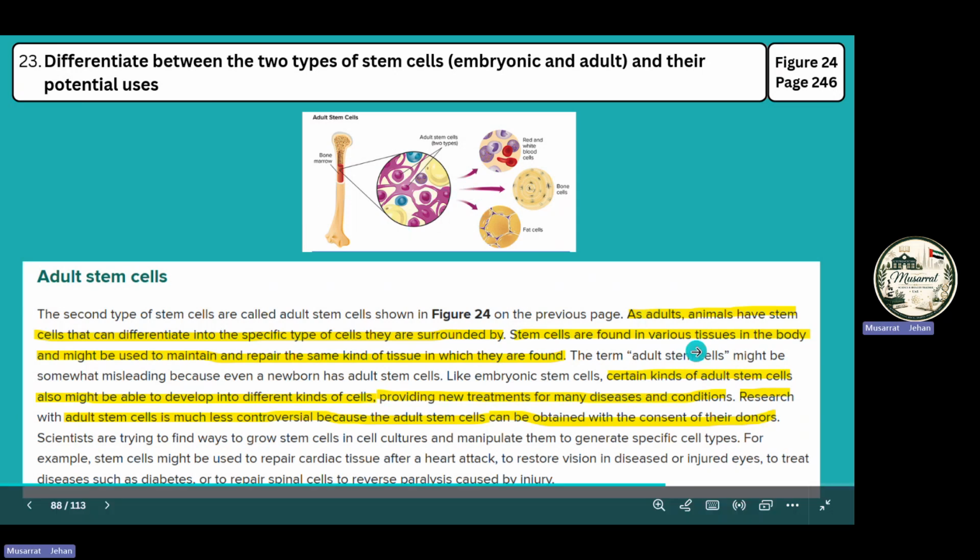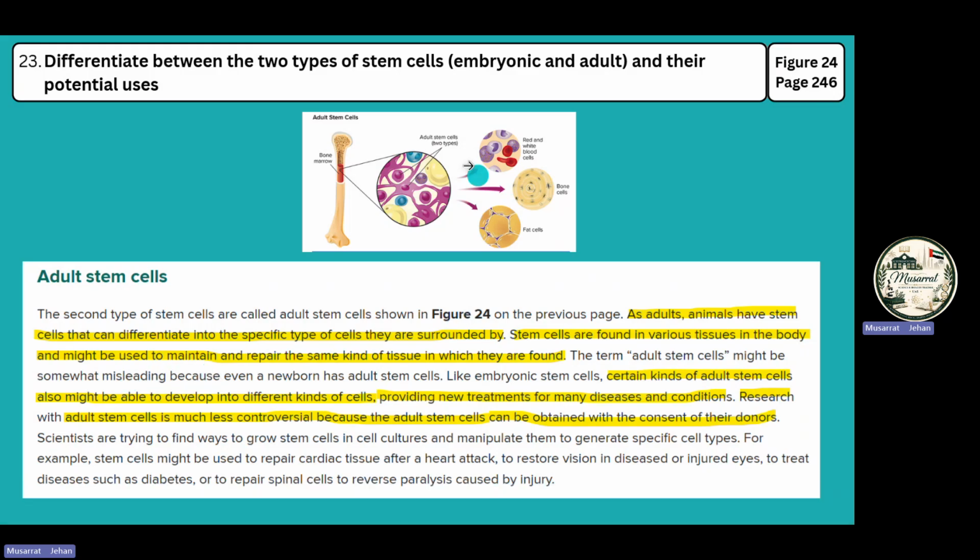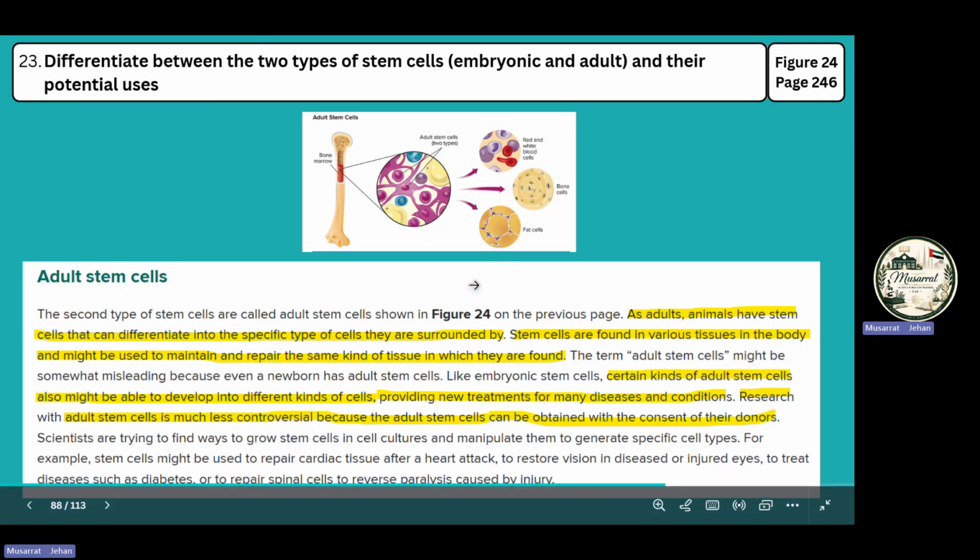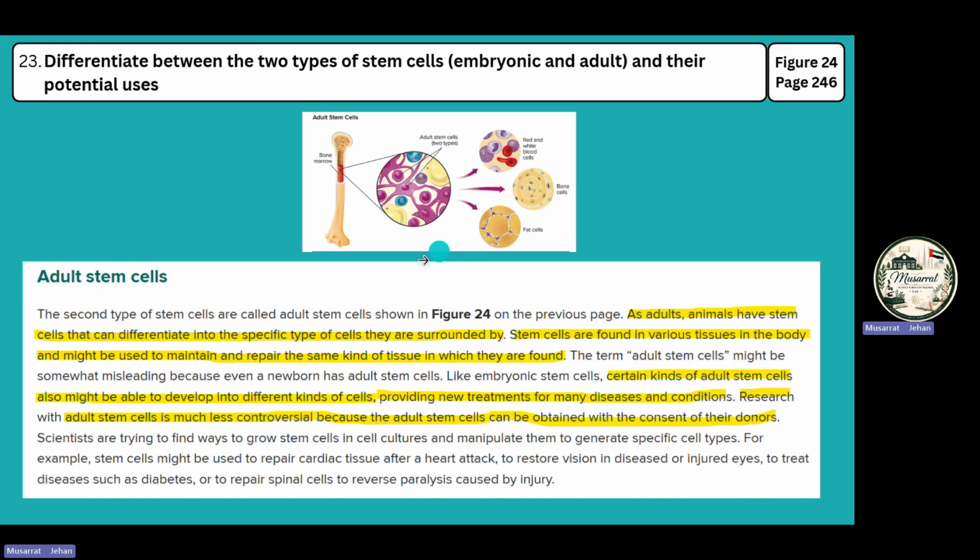They are found in various tissues in the body and they can be used to maintain and repair the same kind of tissue. Certain kinds of adult stem cells also might be able to develop into different kinds of cells, providing new treatments for many diseases. Research with these cells is less controversial because the consent of the donor can be taken. Scientists are trying ways to grow stem cells in cell cultures so that they can generate special types of cells. For example, they can use stem cells to repair cardiac tissue after a heart attack, restore vision in a diseased or injured eye, treat diseases like diabetes, or repair spinal cells and reverse paralysis caused by injury. So the study and research is an important breakthrough for many treatments.